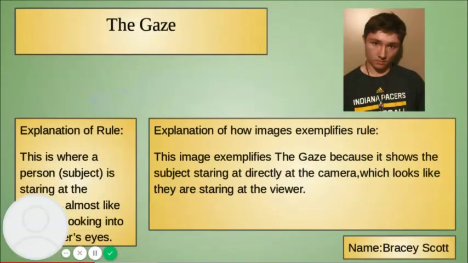This rule of composition is the gaze, and this is where a person is staring at the camera, almost like they're looking into the viewer's eyes. Now, this image exemplifies the gaze because it shows the subject staring directly at the camera, which looks like they're staring at the viewer.